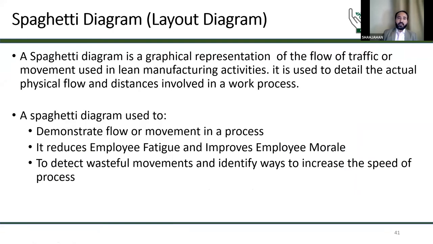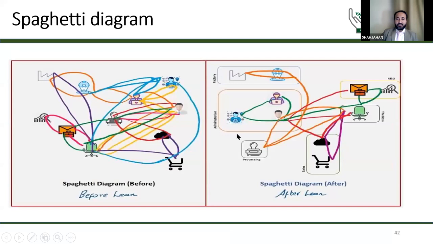Now, the spaghetti diagram. The spaghetti diagram is a graphical representation of the flow of movement used in lean manufacturing activities. It is used to detail the actual physical flow and distance involved in the work process. As it is very clear, if you see these lines, you will remember spaghetti. We basically use this tool to decrease waste. This is a Six Sigma Lean tool.